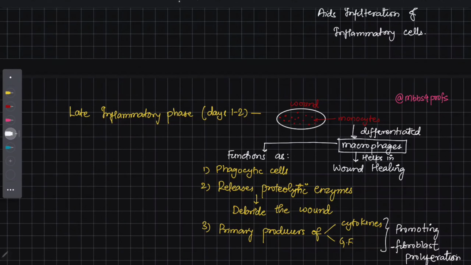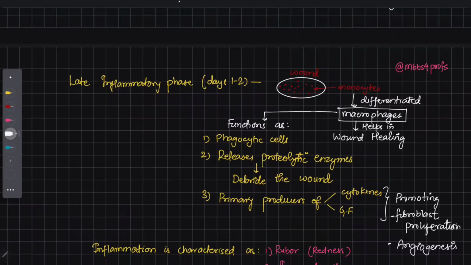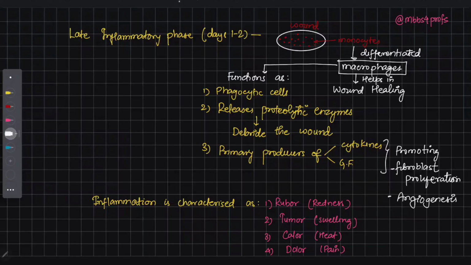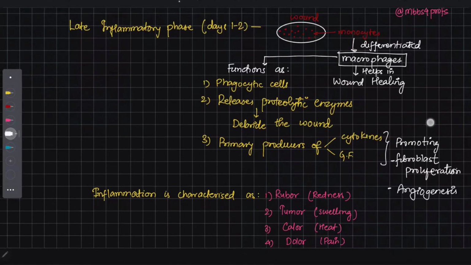Late inflammatory phase occurs for day 1 to 2. In this, there is the appearance of monocytes in the wound. These monocytes differentiate to form macrophages, which help in wound healing. The functions of macrophages: they are phagocytic cells, which phagocytose the debris, and they release proteolytic enzymes, which debride the wound.